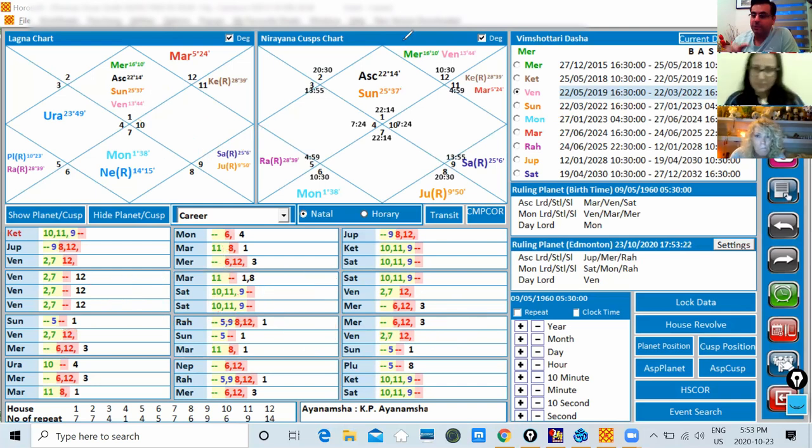If you don't have the software, you can circle these houses by red color and these houses by green color. The good houses, based on the slides I've given you, are 2, 7, 10, 11, and 1 or 5, 8, 12. And then count them. How many are green and how many are red?